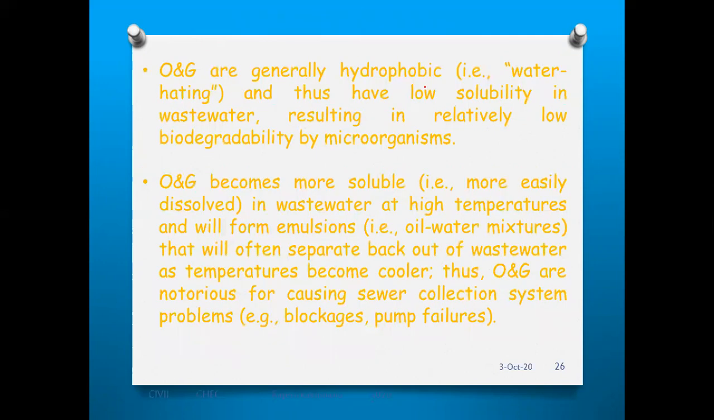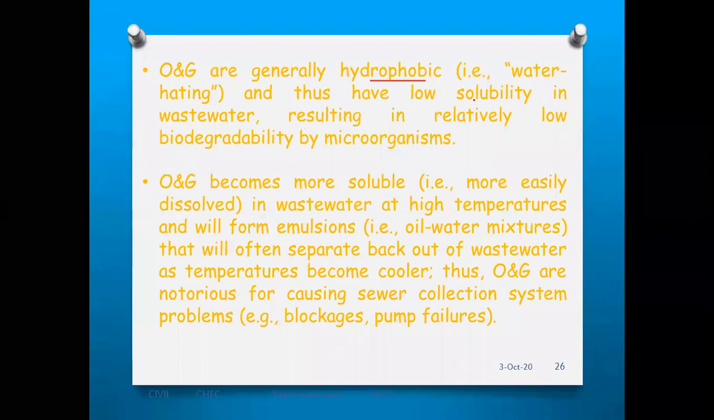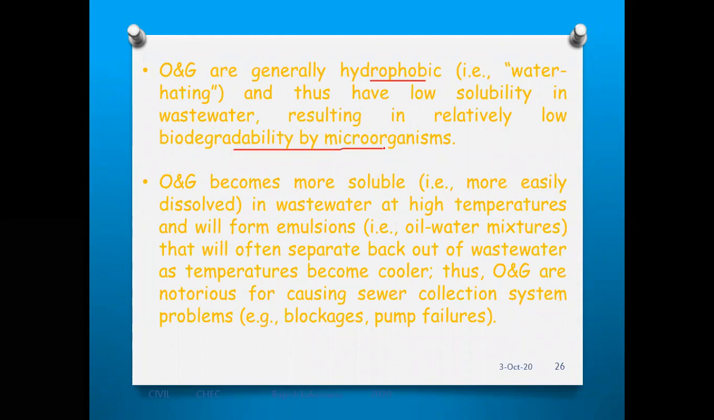O and G are generally hydrophobic, that is water hating. So hydrophobic means phobia, and phobia means nothing but fear. So O and G are hydrophobic, meaning fear of water, and thus have low solubility in wastewater, resulting in relatively low biodegradability by microorganisms. So oil and grease does not mix with water, so it has very low solubility, resulting in relatively low biodegradability by the microorganisms. O and G becomes more soluble in wastewater at high temperatures and forms emulsions.